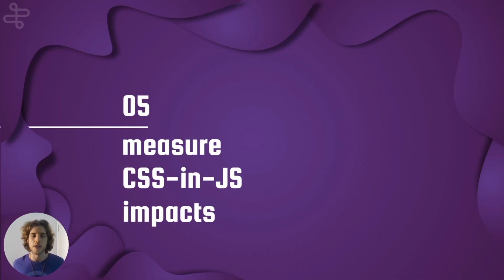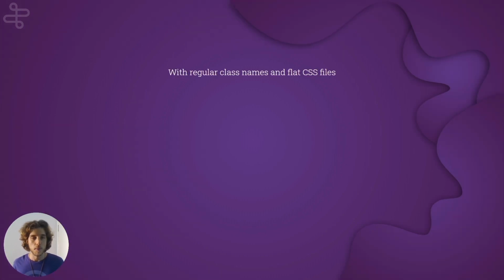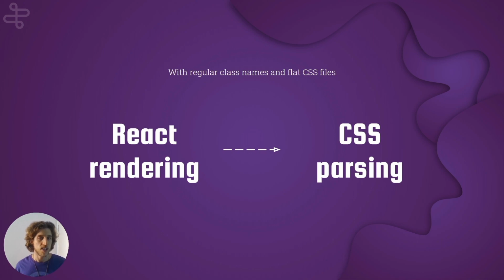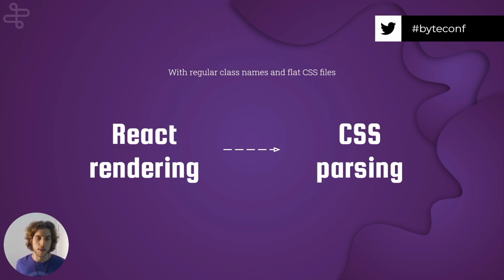Also, you should measure CSS and JS impact because it can add a lot of overhead because of how its foundation works. So if we think about regular class names and CSS files, React is going to do all the rendering. So it's going to understand your component tree and spit out the HTML. And then the browser is going to parse that CSS. And that's it. Although there are a lot of steps involved, modern machines don't really have any problem with that.